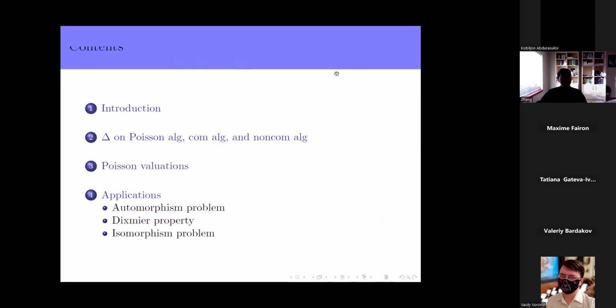So I will start with some open questions in associative algebra or division algebras. Then I will talk about the connection between Poisson algebra, commutative algebra, and non-commutative algebra. Then I will focus on the Poisson side and talk about what is a Poisson valuation, give some definition. Then hopefully I have time to talk about a few applications of this Poisson valuation. So that's my plan.